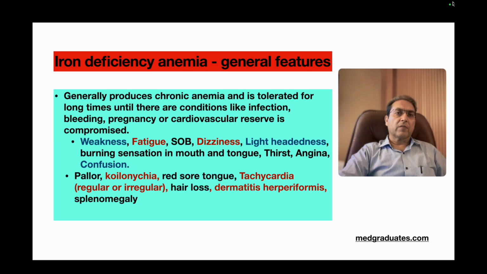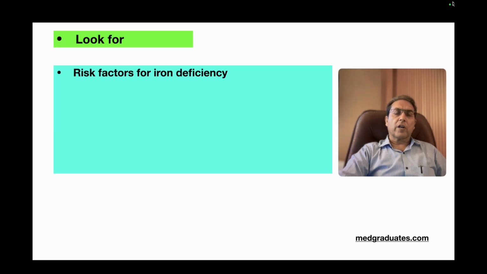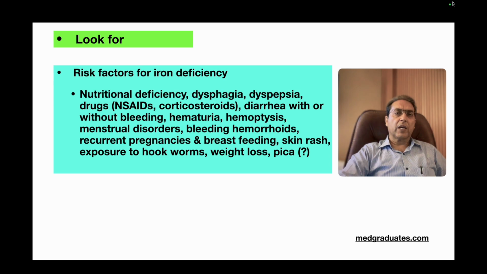Then some of the patients may have splenomegaly, and in advanced cases, some of the patients may also develop the features of heart failure. When you see a patient with iron deficiency anemia, look for the risk factors for iron deficiency. For example, the patient may have nutritional deficiency, the diet may not be adequate. Dysphagia, the patient may have dysphagia because of malignancies like CA of the esophagus causing slow leaking of blood and compromising the nutritional intake as well.